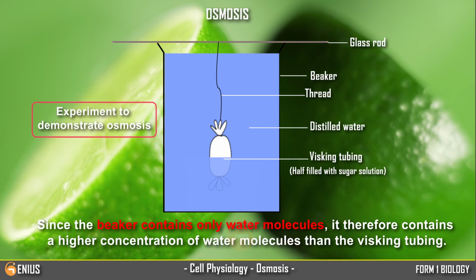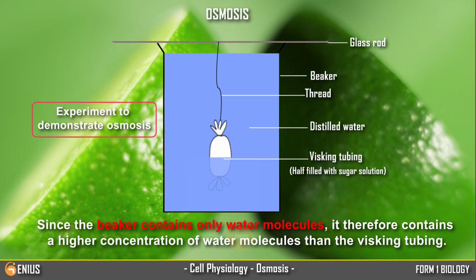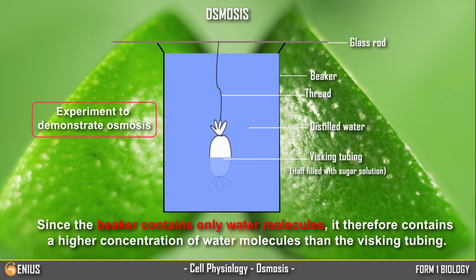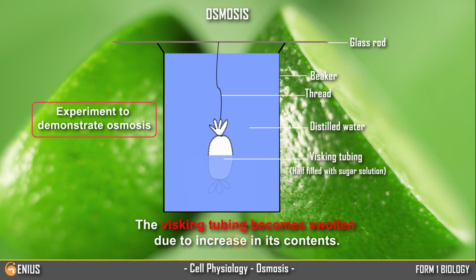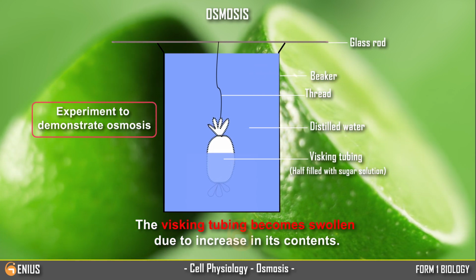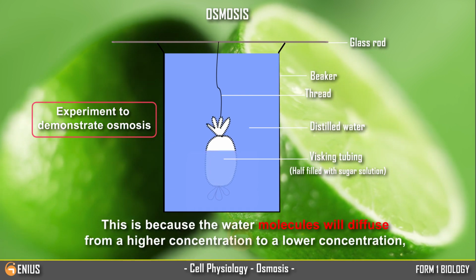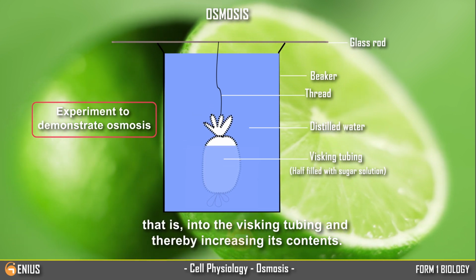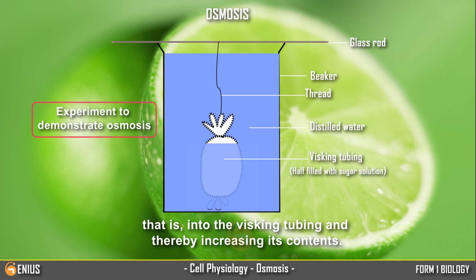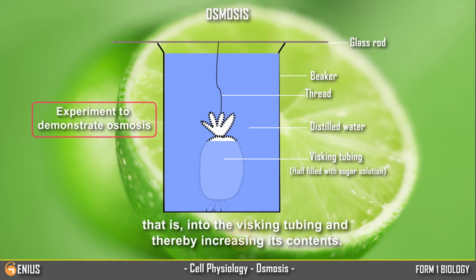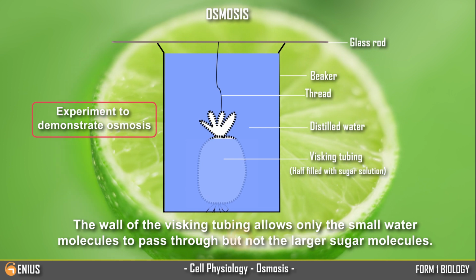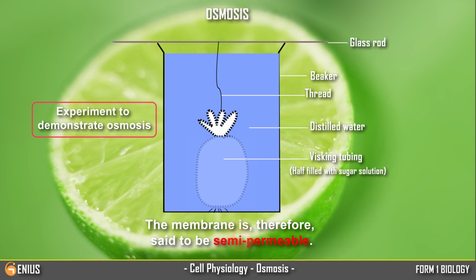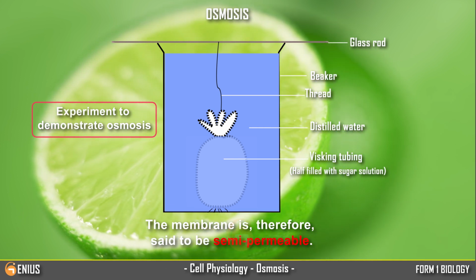Since the beaker contains only water molecules, it therefore contains a higher concentration of water molecules than the Visking tubing. The Visking tubing becomes swollen due to increase in its contents. This is because the water molecules will diffuse from a higher concentration to a lower concentration, that is, into the Visking tubing, and thereby increasing its contents. The wall of the Visking tubing allows only the small water molecules to pass through, but not the larger sugar molecules. The membrane is, therefore, said to be semipermeable.